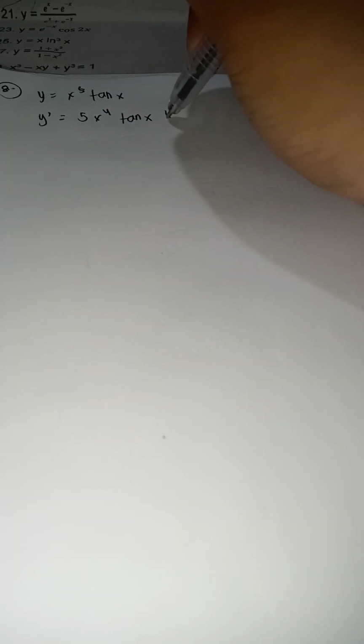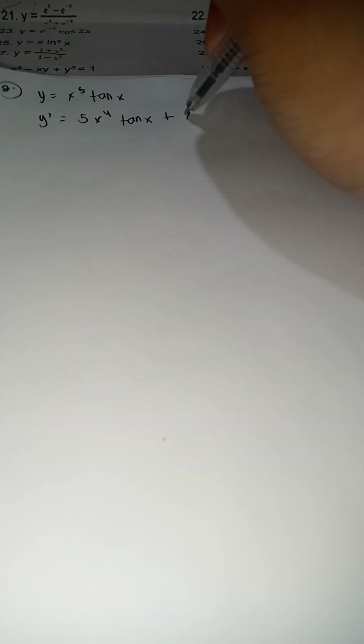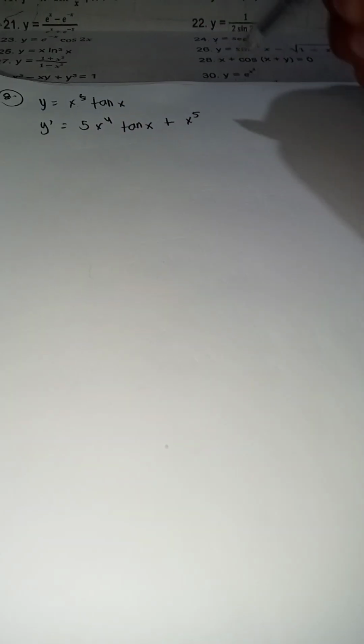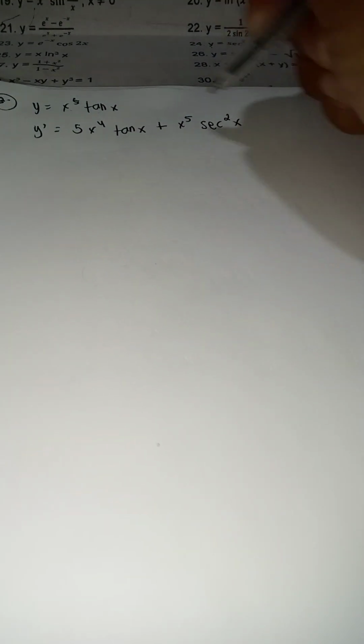y is equal to x to the 5th power tan x. So we are going to apply its product rule. Okay. So first, let us get the derivative of x to the 5th power. The derivative of x to the 5th power is 5x to the 4th, copy tan x. Next, plus copy the x to the 5th, get the derivative of tan x. It is equal to secant squared x. So this is our final answer. So number 9.